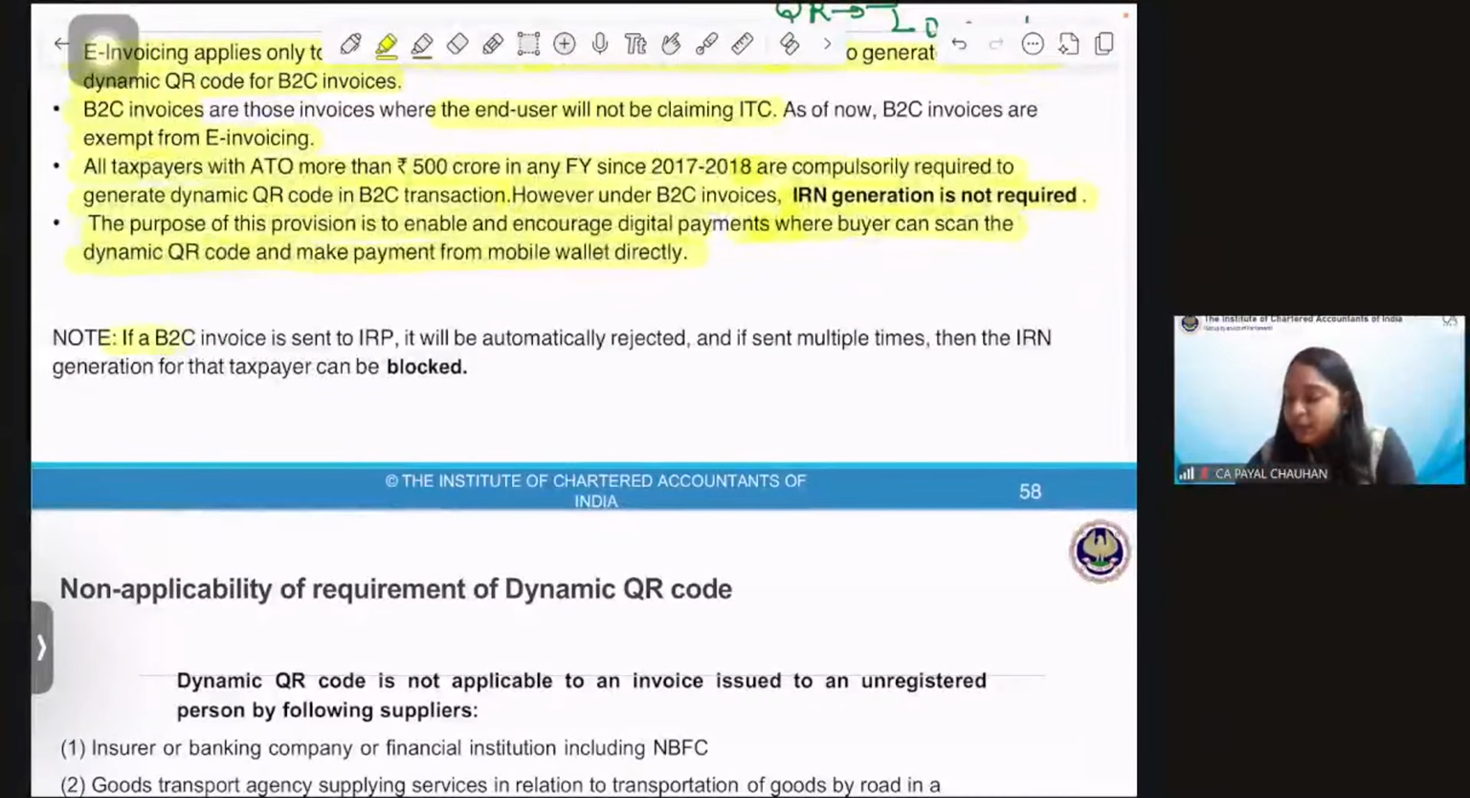Note, if a B2C invoice is sent to the IRP, this is an important MCQ, it will automatically be rejected. There are some people who keep on poking, right? So I thought, okay, it's one time, it's rejected. And if sent multiple times, then your IRN generation facility for the taxpayer will be blocked. So usually if it is sent, it is rejected, but if you do it multiple times, then your IRN facility is blocked. Did you people understand?